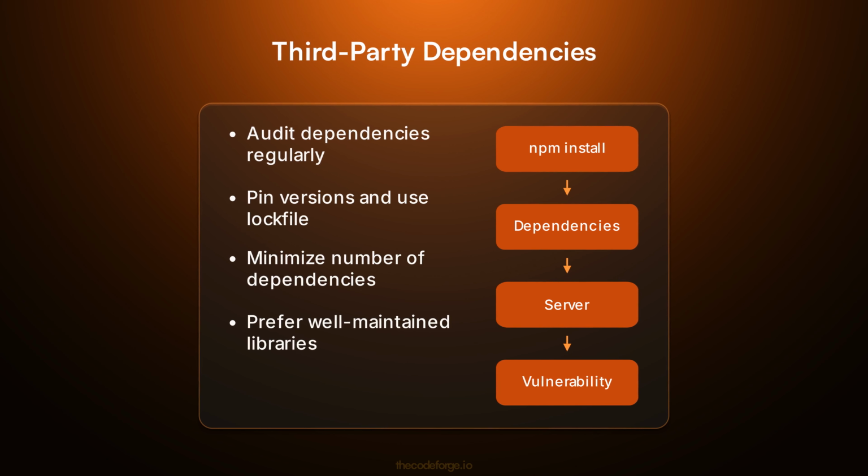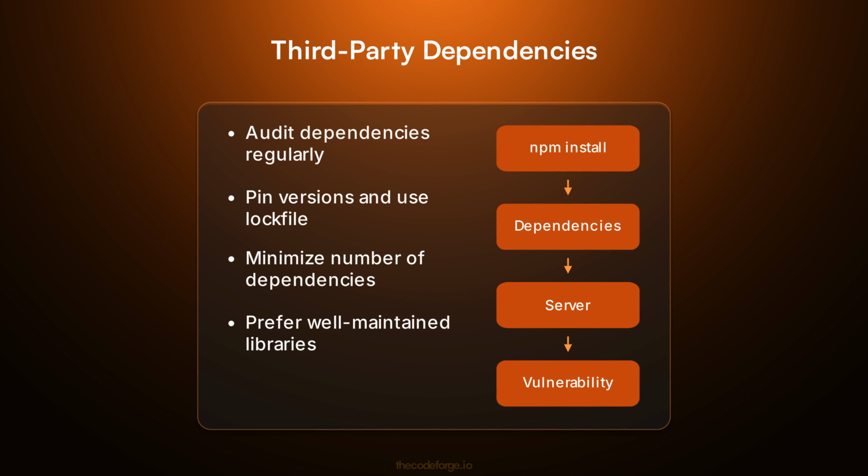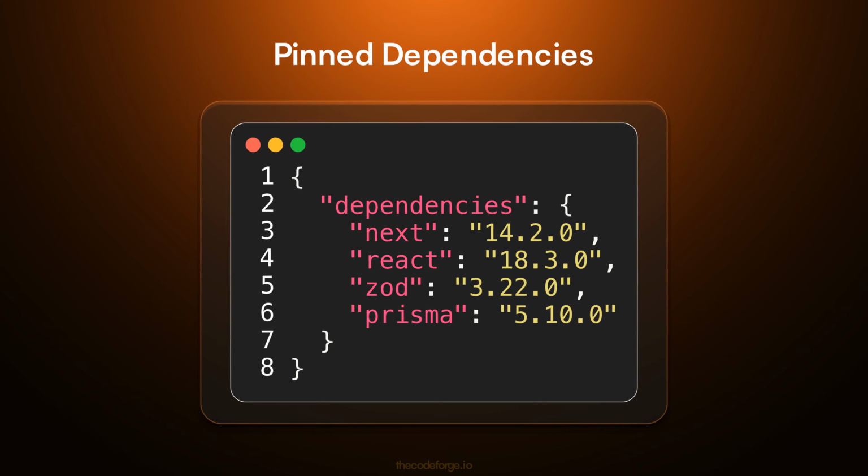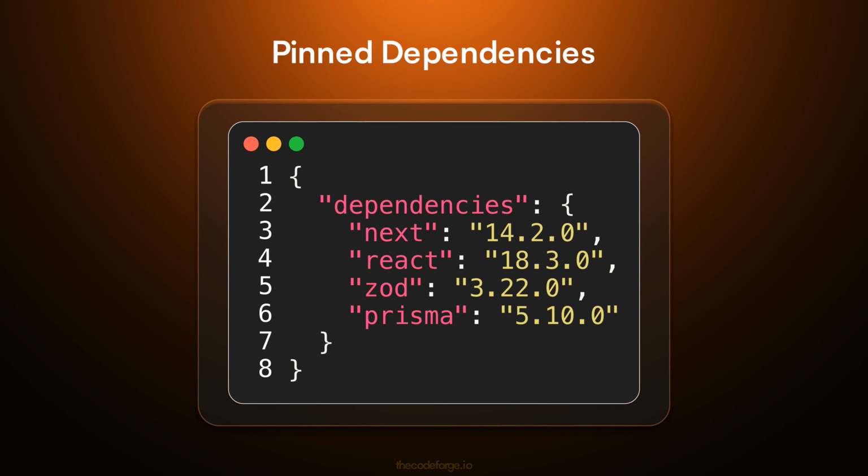Third-party libraries run on your server. A compromised library can steal secrets. Audit dependencies, pin versions, and use a lockfile. Pinning versions reduces the risk of supply chain attacks. Always use a lockfile and run npm audit in CI.